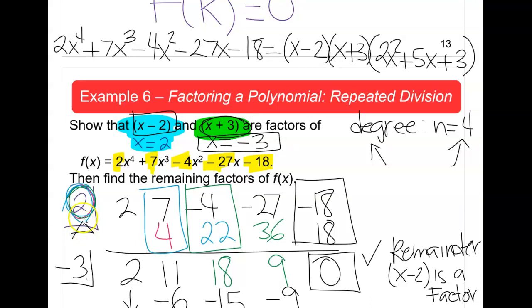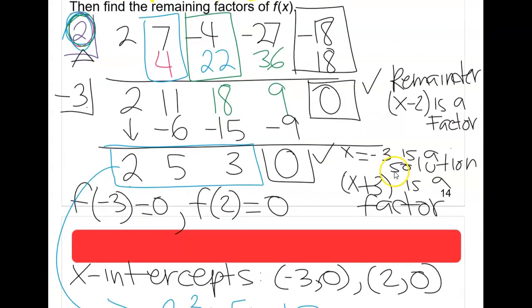So, because the question was only to show that those two were factors, the question wasn't to find all the zeros, that's why I'm going to stop here.